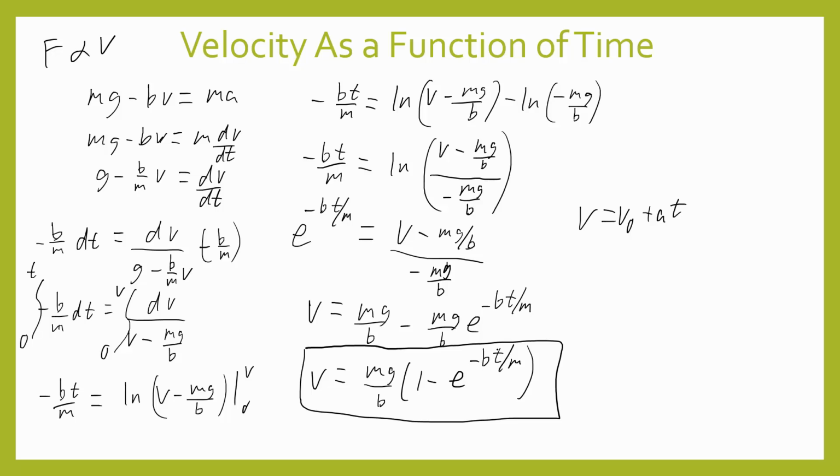And you notice as t gets large, then this thing goes to 0, and so we're just left with mg over b, which is the terminal velocity that we saw earlier, which is what should happen when t gets large.